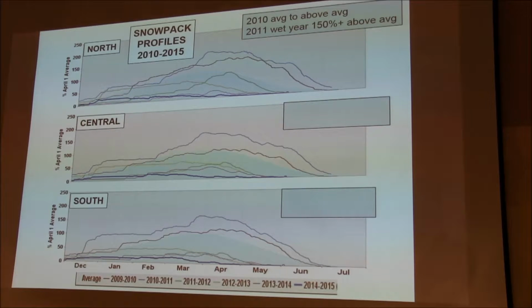So in the upper graphic, middle graphic, and lower graphic, those are represented by, this is the red line here, 2010, so quite a bit above in the north, pretty close to average in the central and southern Sierra, and then very high flows in 2011, 150% or higher. And then we get this series of intensifying drought years from 2012 through 2015.